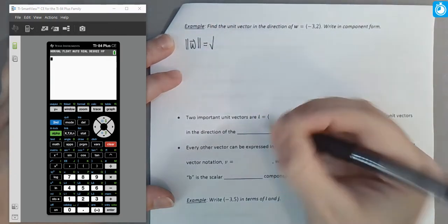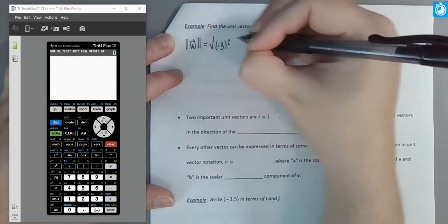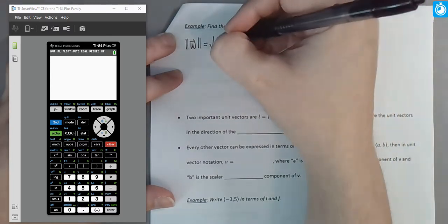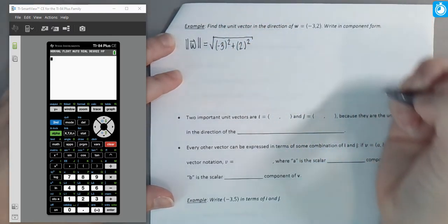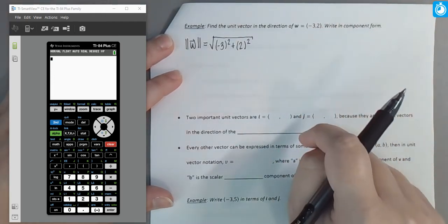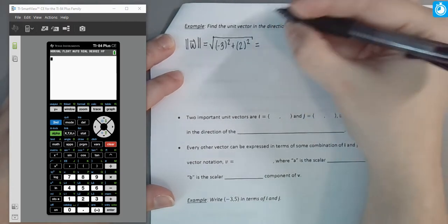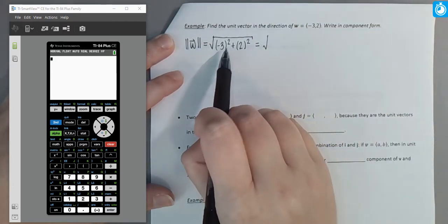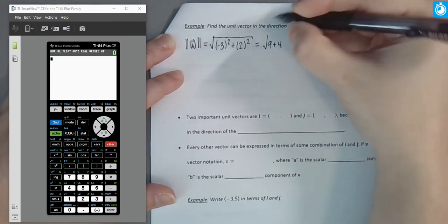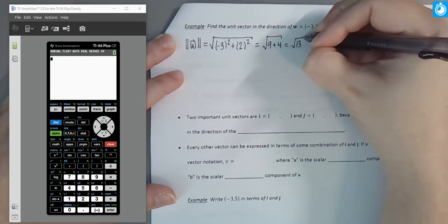So I'm going to take my two components, square each of them, and then sum their squares, and then take the square root of that, which is just the distance formula. It's the distance from one point to another, and again, that's expressed individually, horizontally and vertically with these components. So let's simplify that down. Okay, so -3 squared is going to be 9, and 2 squared is going to be 4. So that's the square root of 9 plus 4, which is the square root of 13.